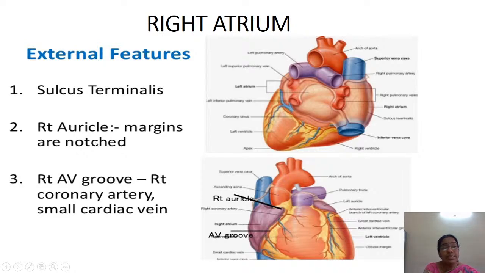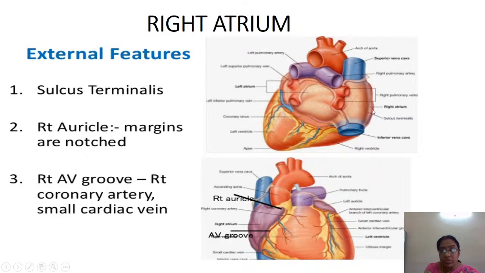The next external feature here is the sulcus terminalis. The right atrium is separated from the other part by a sulcus externally. We say the right atrium extends from the superior vena cava above to the inferior vena cava below. On the right border there is a groove extending from the superior vena cava to the inferior vena cava. That groove is called the sulcus terminalis.